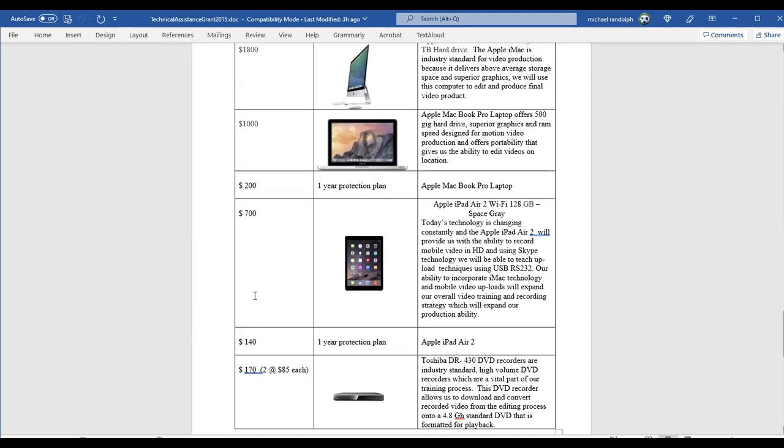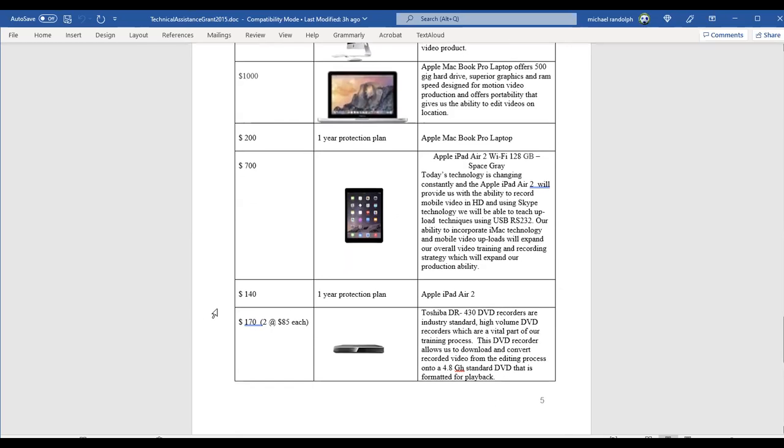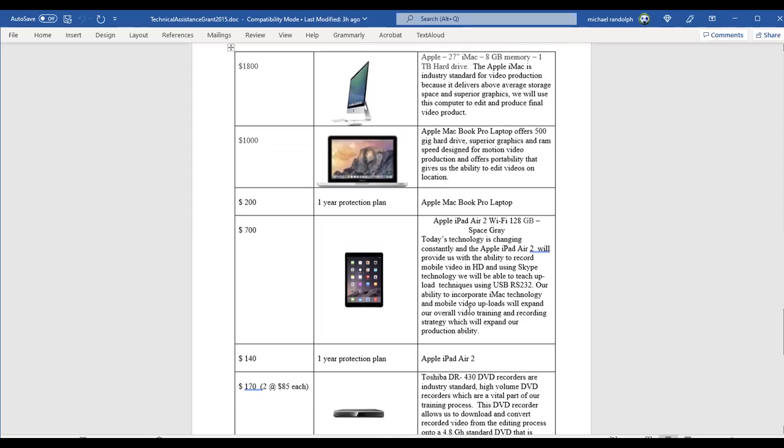Okay, the next item they're going to get? This is an Apple iPad Air 2 Wi-Fi 128 gigabytes space gray, for $700. And what else are they going to do? The 1-year protection plan. And then finally, $170, 2 at $85 a piece. That's the DVD. They got everything they need.